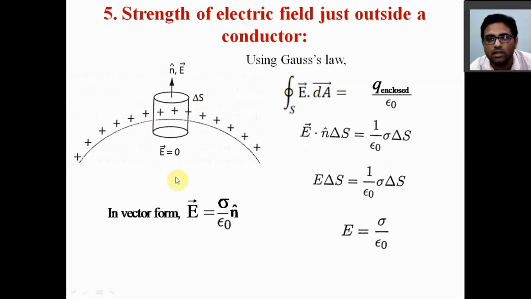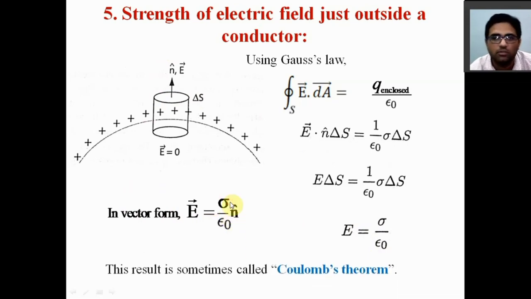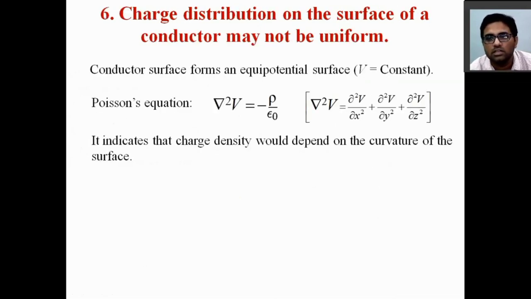Then in vector form it will be like this. Here n cap is the unit normal on the surface of the conductor. So this result is sometimes called Coulomb's theorem. So this is not Coulomb's law, this is Coulomb's theorem. The next property is that charge distribution on the surface of a conductor may not be uniform.